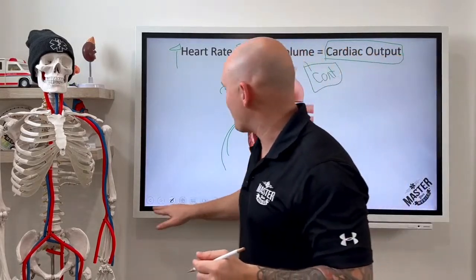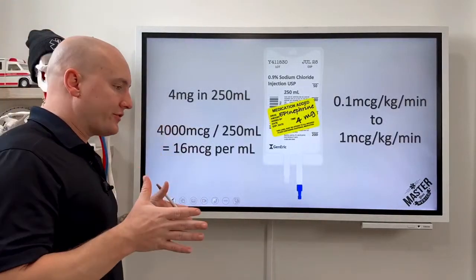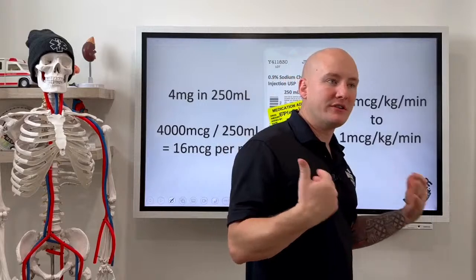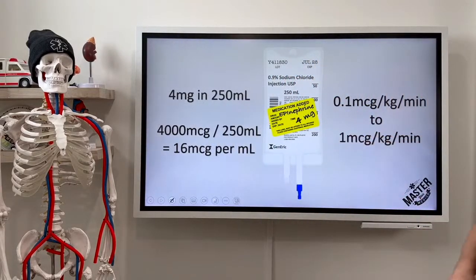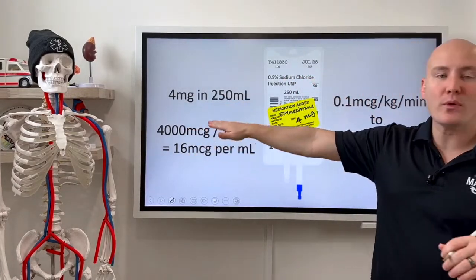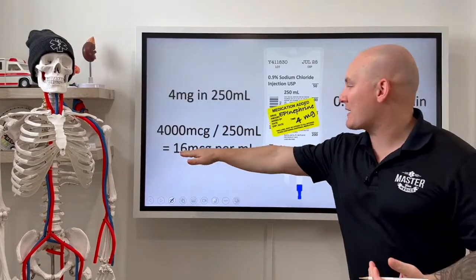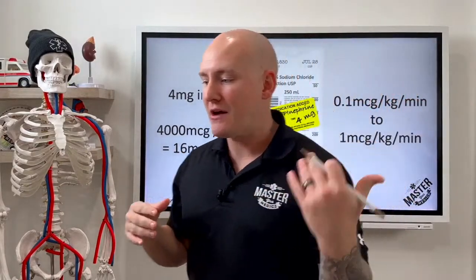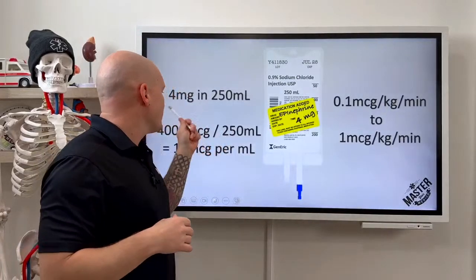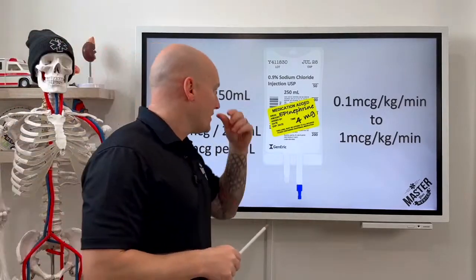So let's talk about epinephrine and how we can use that. Here's how we typically draw it up in a bag: we draw up epinephrine, 4 milligrams inside a 250 ml bag. 4 milligrams in 250 gives you 4,000 micrograms in this 250 ml bag, which equals 16 micrograms per mil. You're going to have to do this conversion to do this properly. You have to convert your milligrams into micrograms to give you a microgram per mil concentration. So that's the first thing.